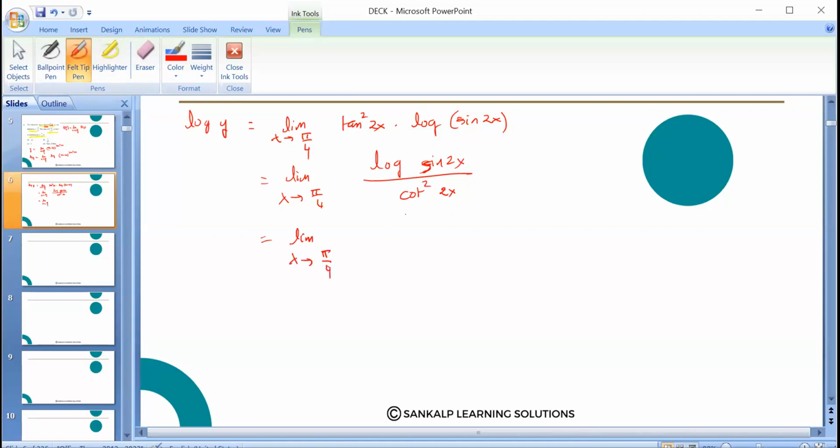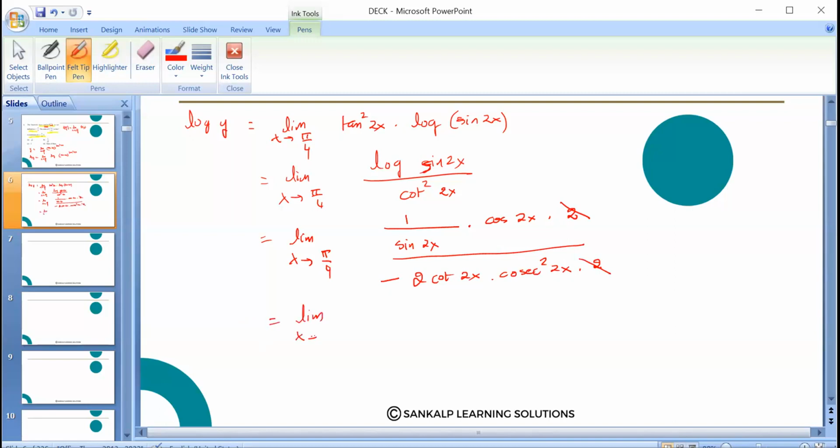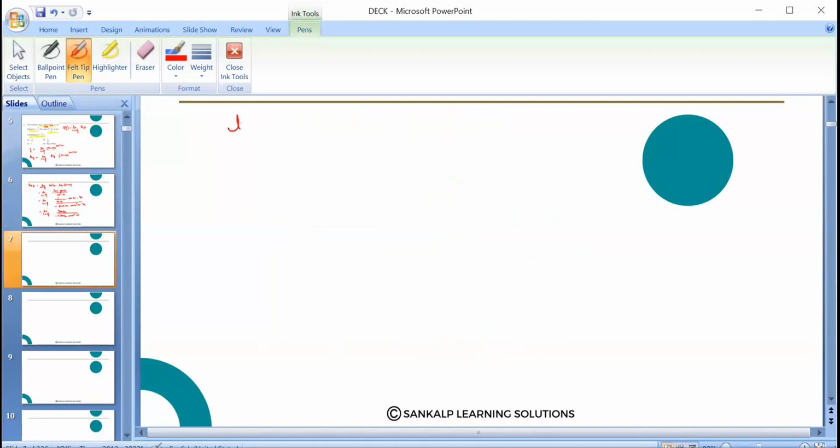Derivative of numerator: log derivative is 1 by sine 2x, sine derivative is cos 2x, 2x derivative is 2. Square derivative is 2 cot 2x, cot derivative is minus cosecant square 2x, 2x derivative is 2. First of all, 2 and 2 will cancel. Then you have the limit with numerator cot 2x by minus 2 cot 2x cosecant square 2x. Cot 2x also will cancel. So left is, as x approaches pi by 4, minus 1 by 2 sine square 2x.